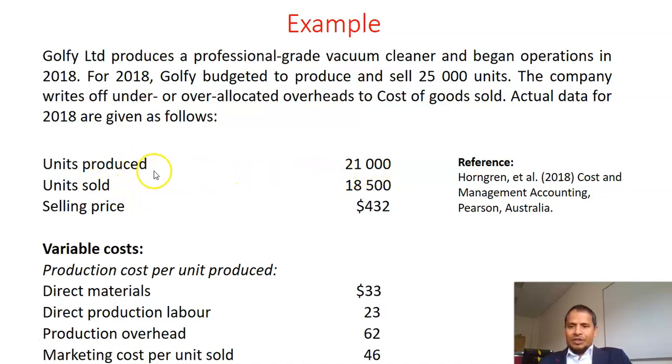Actually produced, number of units produced 21,000 units, units sold 18,500, and selling price $432. Variable costs, production cost per unit: direct material $33, direct production labor $23, production overhead $62, and this is the variable part, and marketing cost per unit sold $46.